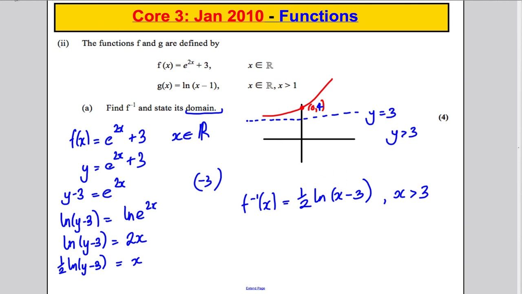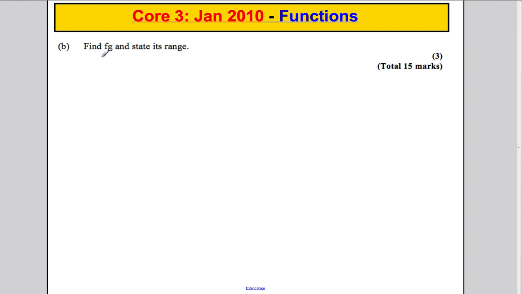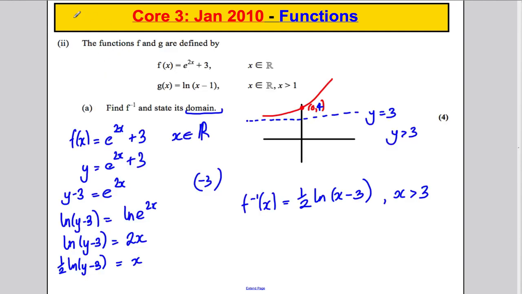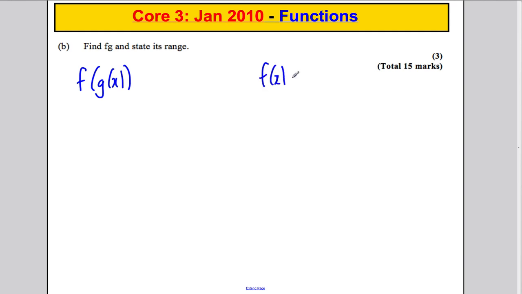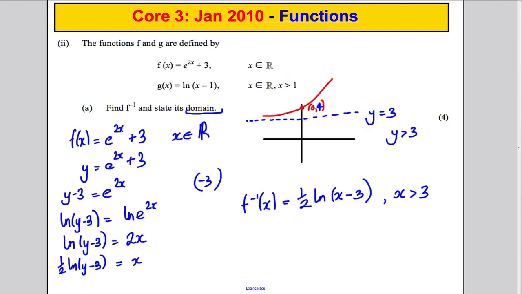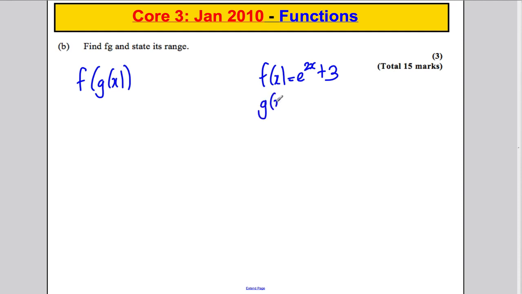Okay, next, pause, have a go. Find fg and its range. So fg means put g of x into f. Now f was e to the 2x plus 3, so I better write these down. f of x was e to the 2x plus 3, and g of x was ln of x subtract 1.